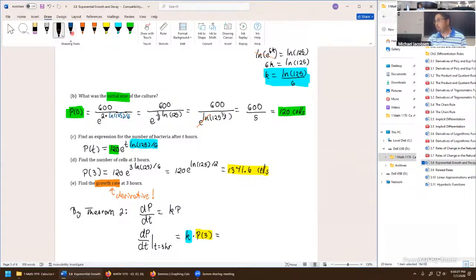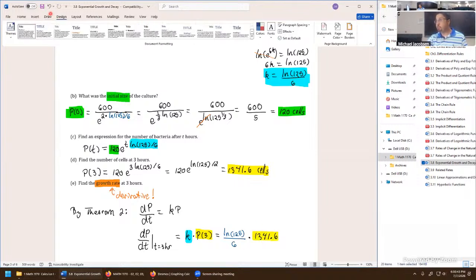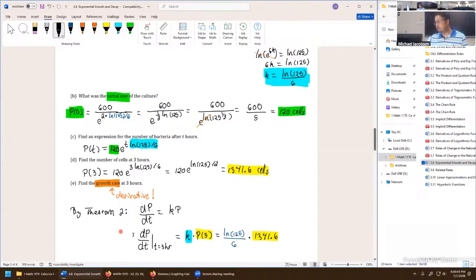This becomes equal to natural log 125 over 6 times the population size, 1341.6, 3 hours into the experiment. And the unit on this one would be the unit of the numerator, which would be cells, divided by the unit of not exactly a denominator, but the bottom part, dt, hours: cells per hour. So it's growing at that rate.